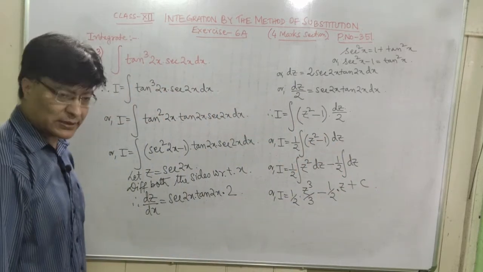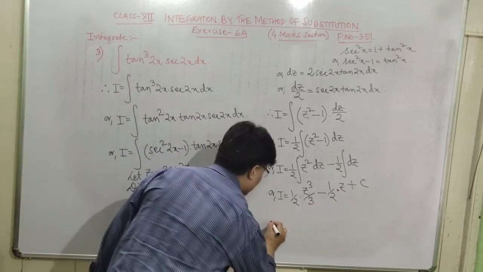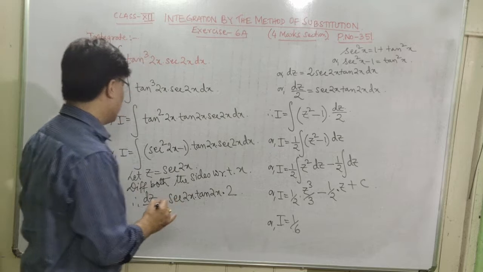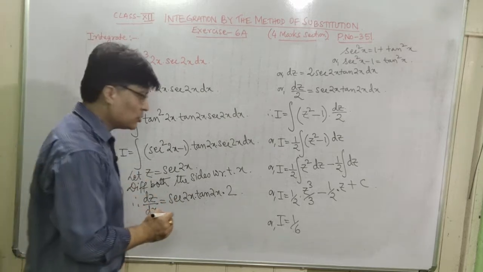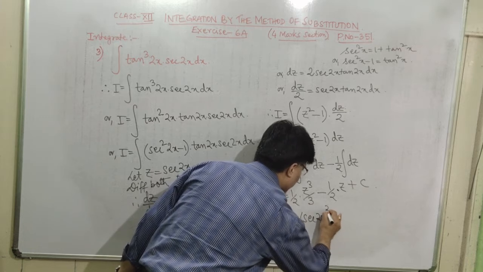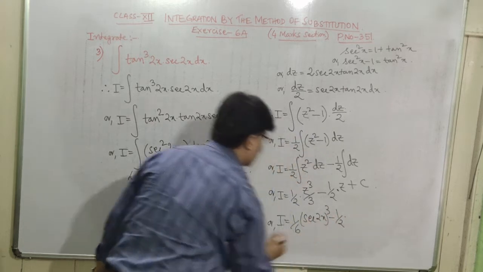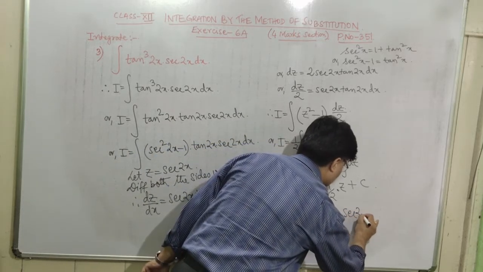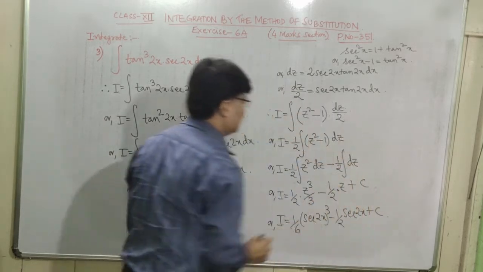I think you have understood it. So let us simplify it. Or I is equal to 1 by 6 into, what is the value for z? Z is sec 2x. So it is sec 2x whole cube minus half into, what is z? Sec 2x. It is sec 2x plus c.